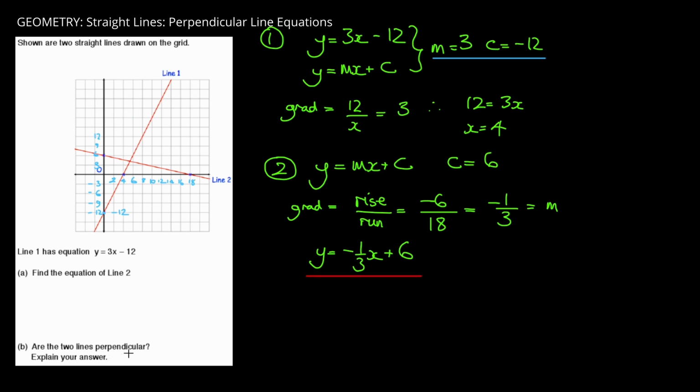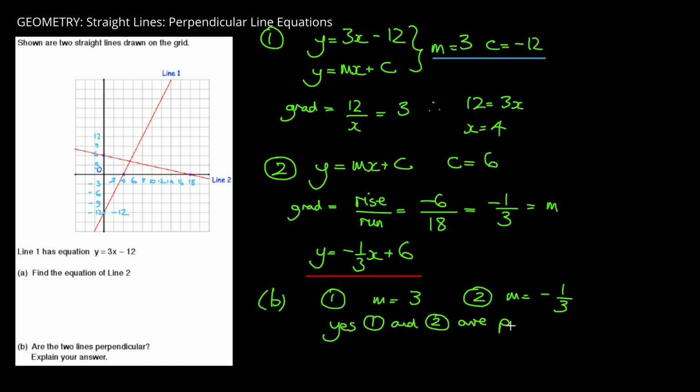Now we're asked, are the two lines perpendicular? Well, to examine that, we need to examine the gradients of both of the lines. So this is part B. For line 1, m is equal to 3. For line 2, m is equal to negative a third. Well, the rule for lines to be perpendicular is that one gradient has to be the negative reciprocal of the other. So the conclusion is yes, 1 and 2 are perpendicular. And that is your conclusion and answer for part 2.